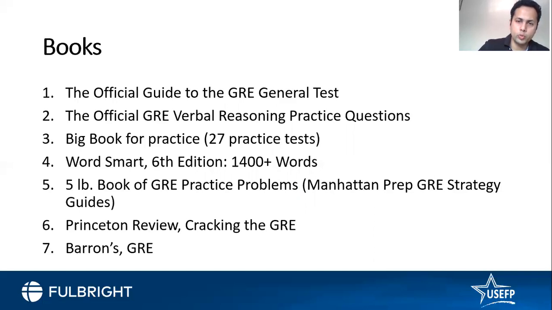Then the 5-pound book by Manhattan has a lot of practice. But the big book is more authentic. It has the actual ETS papers. So you may use the big book first, go over the passages, and try to get all the meanings. Take it as an exercise. Of course, the passages you will do in the test would not be in that big book. However, the vocabulary would be similar. So try to build your vocabulary from the big book.